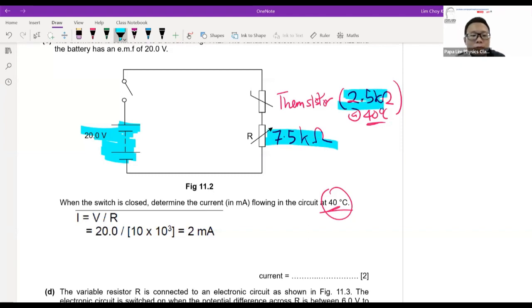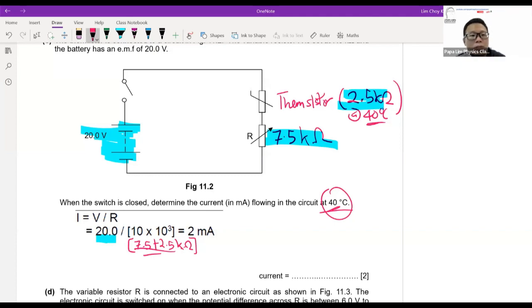Since they are in series, the voltage is 20 volts. That's definite. The resistance is not 7.5 kilo ohm, not 2.5 kilo ohm. It's a combination of both of them, because for the total potential difference, I would definitely need the total resistance. So this will be 7.5 kilo ohm plus 2.5 kilo ohms. So the answer is 10 kilo ohms.